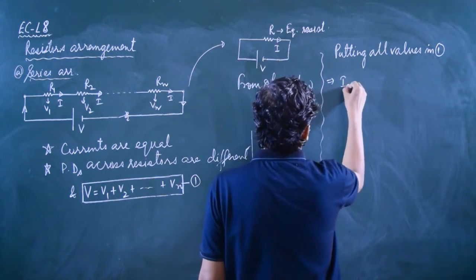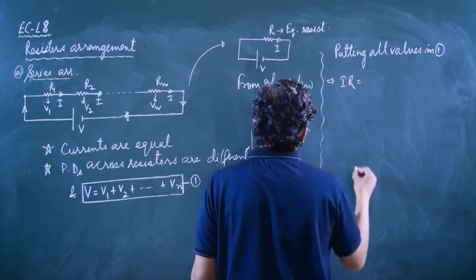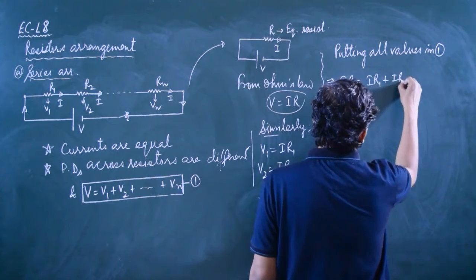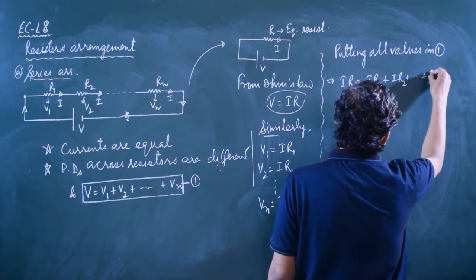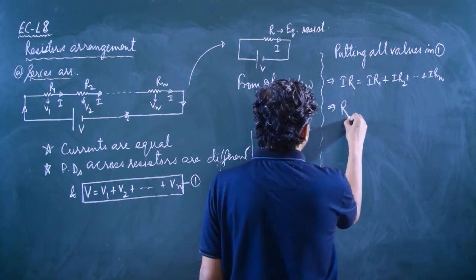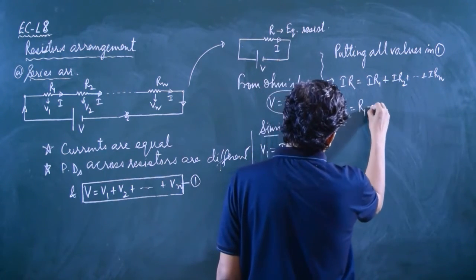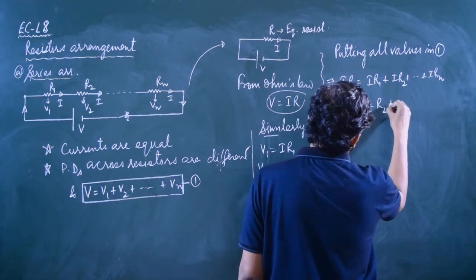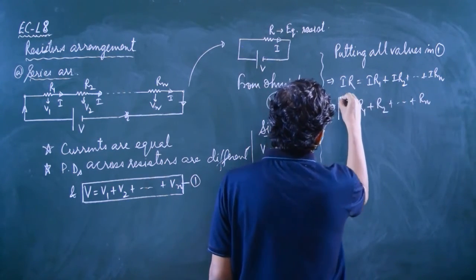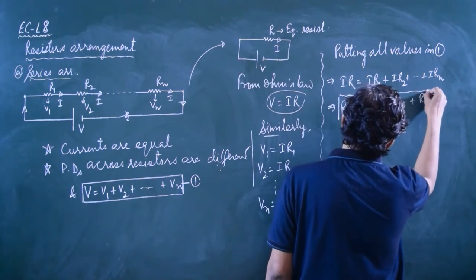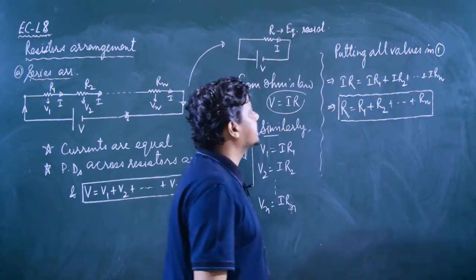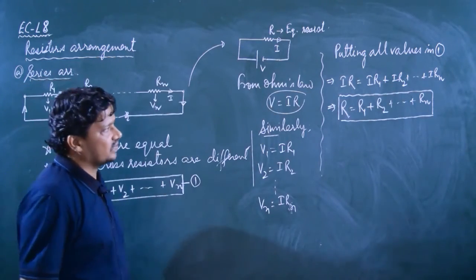For V we have IR, that is equal to IR1 plus IR2 and so on up to IRn. So we get the result R is equal to R1 plus R2 and so on up to what? Rn. It is the equivalent resistance of this arrangement. Okay. So if resistors are connected in series, then that is the value of equivalent resistance.